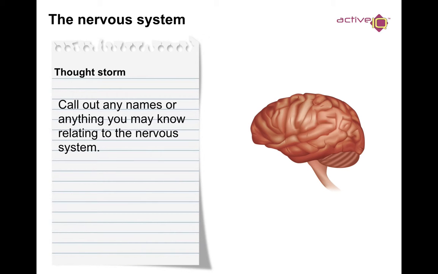So, first of all, as we normally do at the start of these sessions, I want you to write down or just think to yourself any names or anything that you may know relating to the nervous system. All right, you can obviously pause this here if you want to give yourself a little test.